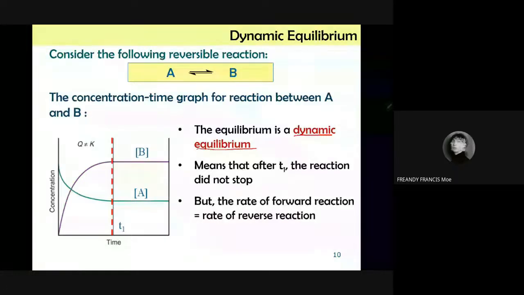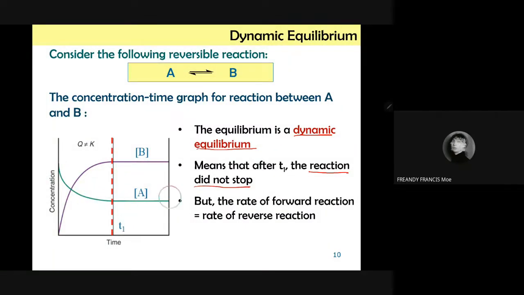So we were here. Okay, so dekat sini kita panggil apabila yang dah lepas time T ni kita cakap the system. Sistem itu merujuk kepada tindak balas. Sistem ini adalah tindak balas itu sendiri. So the system is A becomes B and B becoming A. After it reached certain time T1, tindak balas itu tak berhenti. Reaction did not stop. Tapi rate of forward reaction equals the rate of reverse reaction. Maksudnya the rate of formation of B is just as fast as the rate of formation of A. Maksudnya pembentukan A punya kadar tu sama dengan pembentukan B punya kadar.